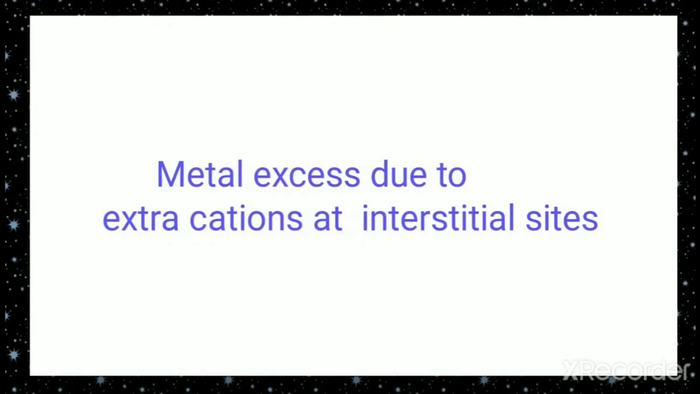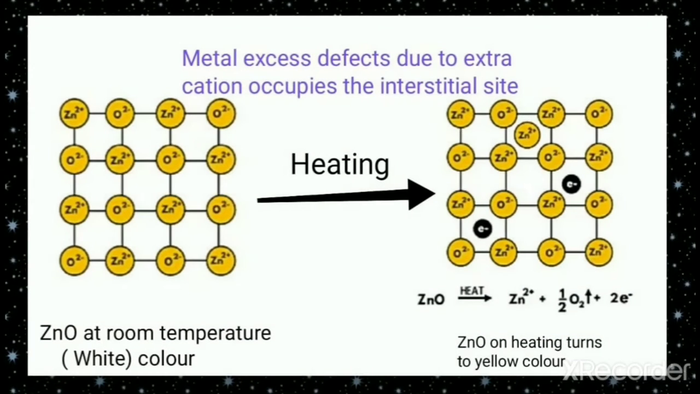Next, we have already discussed metal excess due to anionic vacancy. The second one is metal excess due to extra cation in the interstitial site. That means the metal is in excess if one extra cation enters the interstitial site. Let us take this example. When ZnO is heated, it is observed that it turns yellow. That is due to the metal excess defect due to an extra cation occupying the interstitial site.